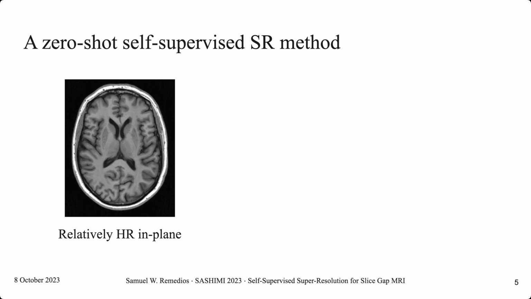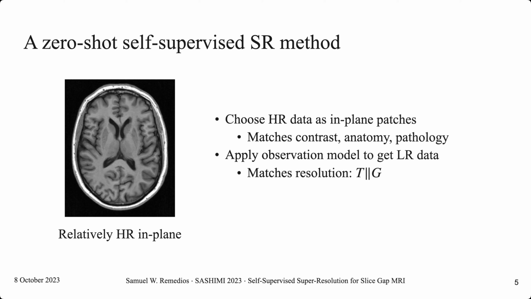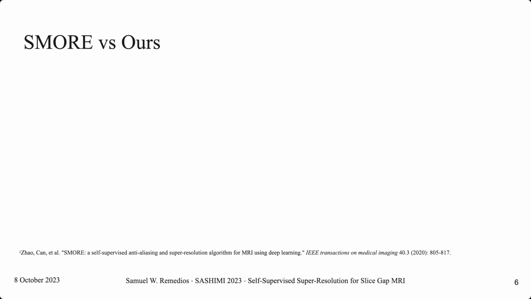Since the in-plane data of an anisotropic volume is relatively high resolution, that can serve as our target in supervised learning. This allows us to match contrast, anatomy to an extent, and pathology between the training and inference time data sets. And since our goal is also isotropy, we know exactly the slice separation to simulate. This allows us to match the resolution distributions as well. Now that we have paired low resolution and high resolution data, we can do supervised learning. So those methods I just talked about were presented in a previous work called SMORE.